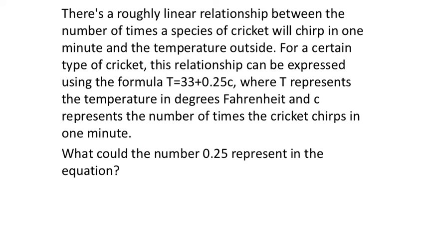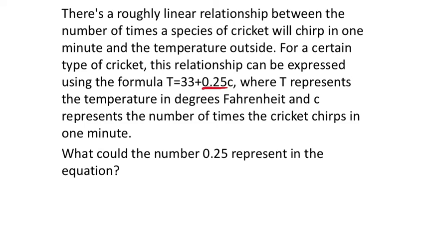There's a roughly linear relationship between the number of times a species of cricket will chirp in 1 minute and the temperature outside. For a certain type of cricket, this relationship can be expressed using the formula T equals 33 plus 0.25 C, where T represents the temperature in degrees Fahrenheit, and C represents the number of times the cricket chirps in 1 minute. So they did give us a unit rate there. What could the number 0.25 represent in the equation?